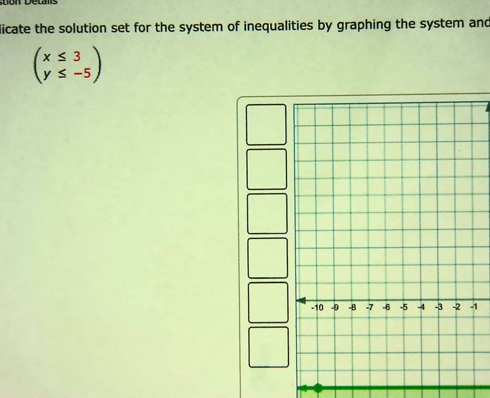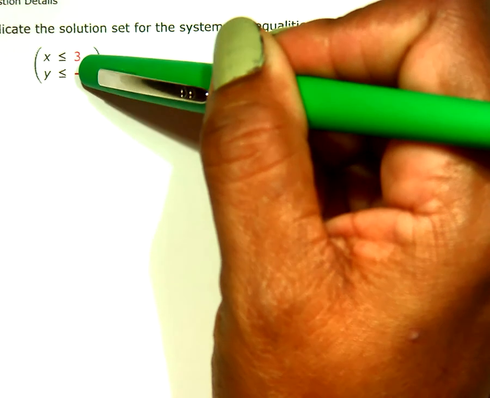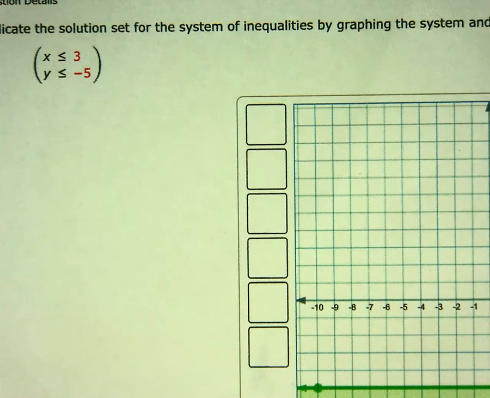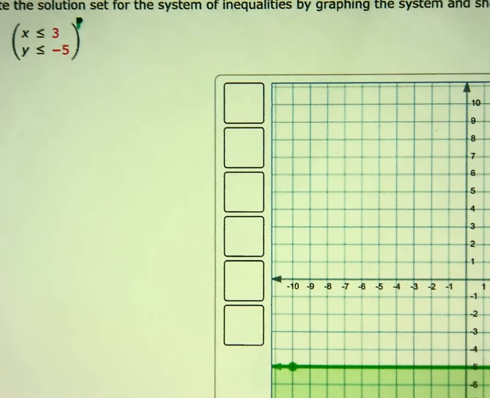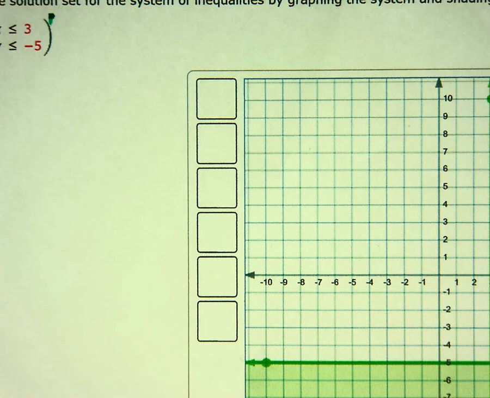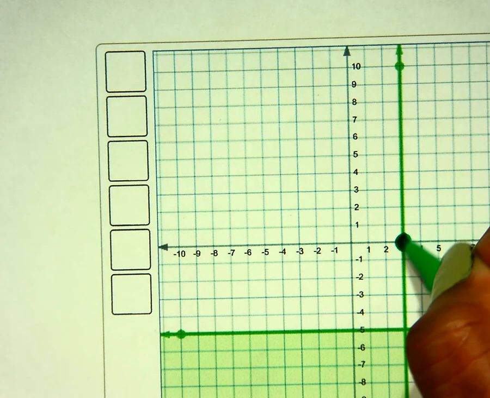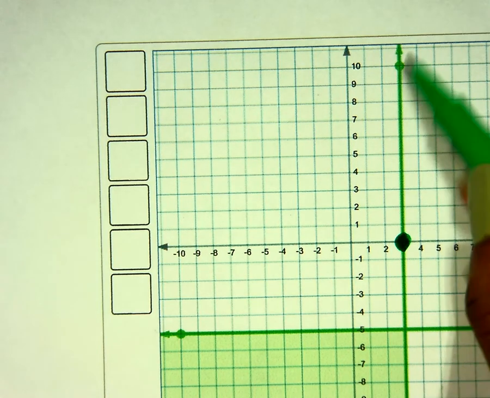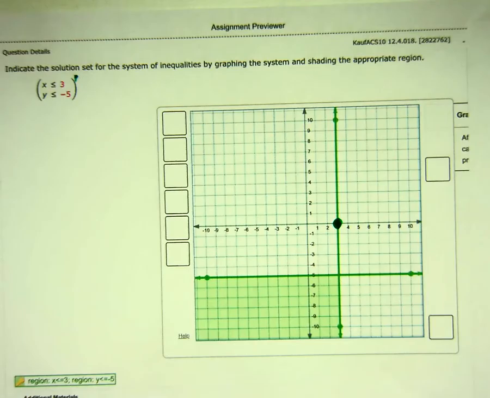So for this one, we don't necessarily have to connect the dots with anything, but we do have to be mindful of how we're shading. For both of these, we know that we're going to have solid lines, and we also know that we're going to shade under. So for these, I'm looking for a 3 on the x-axis. So here goes my 3 on the x-axis. It's going to be a vertical line. And the reason why it's a solid line is because it's less than or equal to.